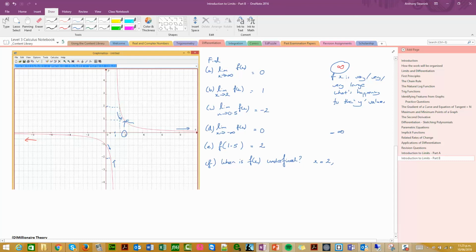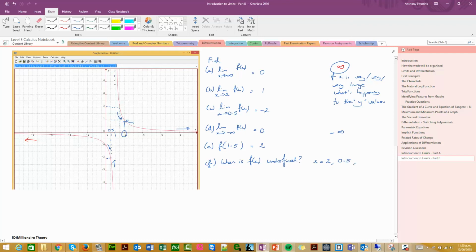There's another value that we saw before, and that was when x was equal to 0.5. Okay, we've got another hollow dot here. So at 0.5, the function's undefined, but there's another value.